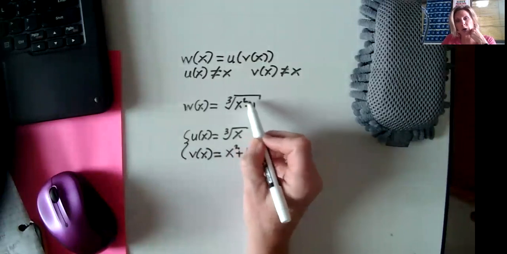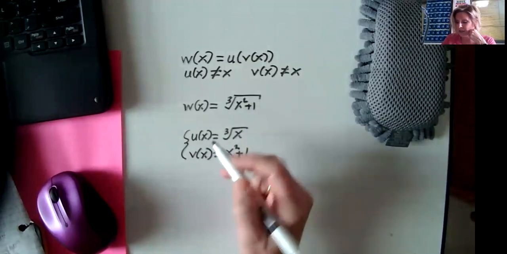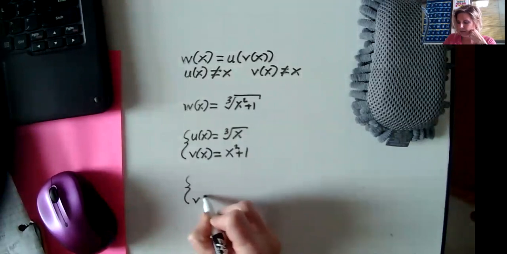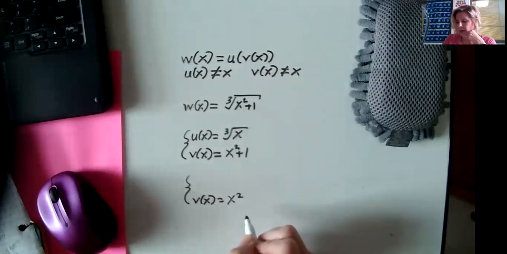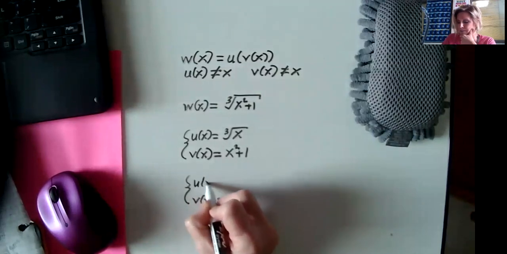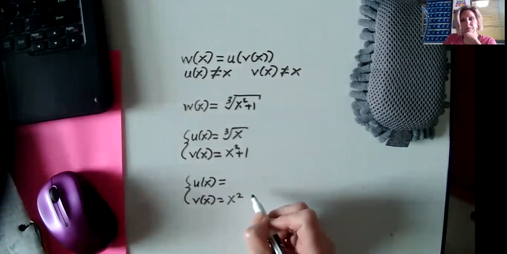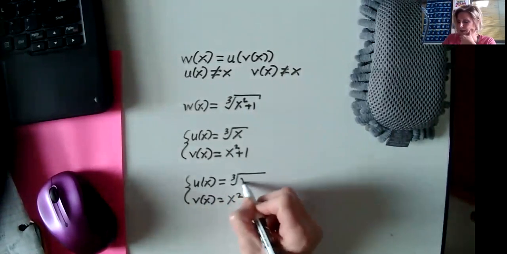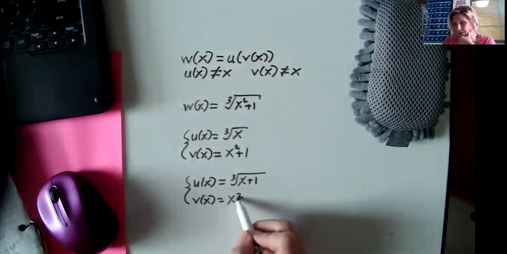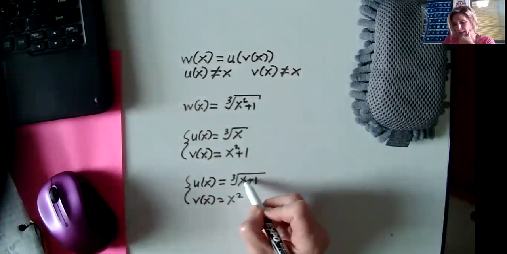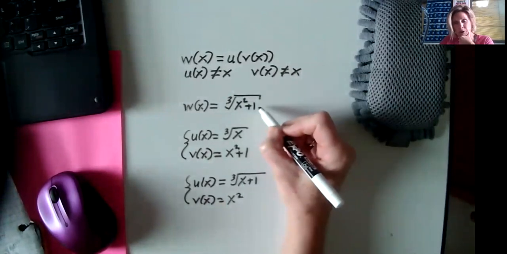Could I go smaller for my V of X? And the answer is yes. V of X could have been just X squared. Can you take a stab at what U of X would be? If you said the cube root of X plus 1, you are correct. Because you're taking U of V of X, meaning you're inserting V of X in place of the X in U of X. So if you took this X squared and put it right here, you would have the function that I prompted you with. So those are two good answers.